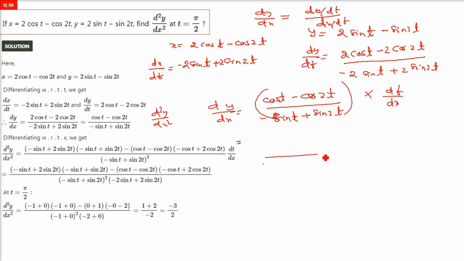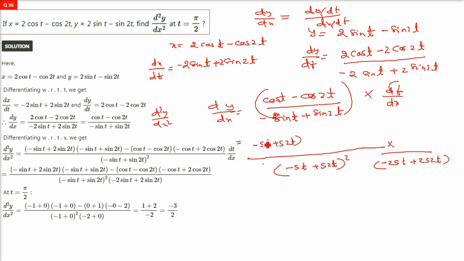So in the denominator, you have minus sin t plus sin 2t whole square. I'm just writing s for sin because we are short of space, and dt/dx also I am introducing right now. dx/dt is minus 2 sin t plus 2 sin 2t. So when it becomes dt/dx, it has to come in the denominator. So I am writing minus 2 sin t plus 2 sin 2t in the denominator. Okay, this has been done. dt/dx has been done. Now coming to the numerator, this will remain like this: minus sin t plus sin 2t.